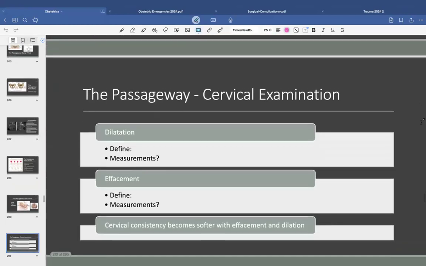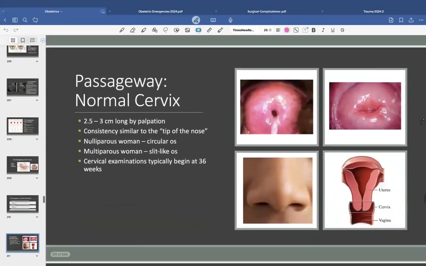Typically, the cervix is 2.5 to 3 centimeters long by palpation. Remember, it feels like the tip of your nose. In a nulliparous woman, it is a circular os. If you've had babies, it's more of a slit-like os. Cervical examinations typically begin at 36 weeks, so we'll start taking a look to see if you start to dilate any.